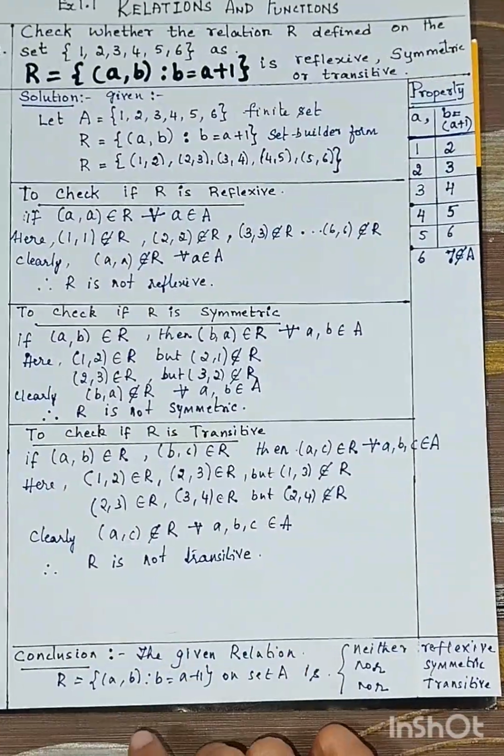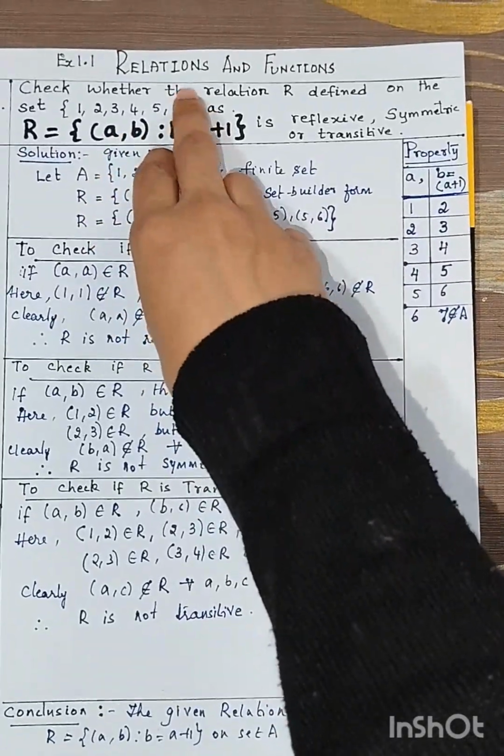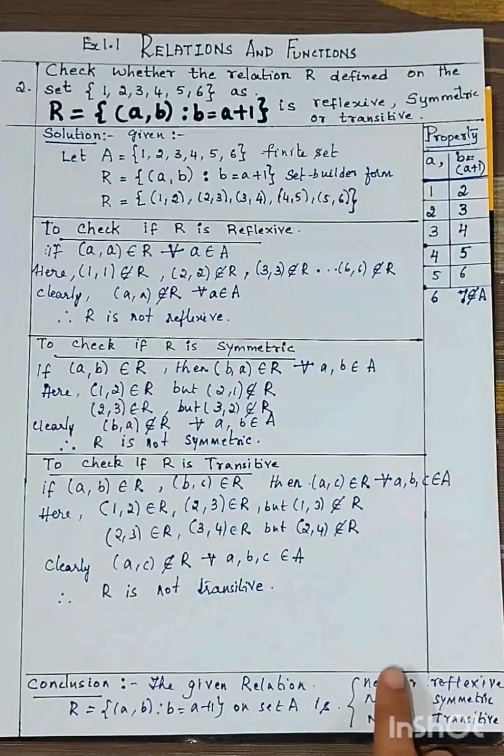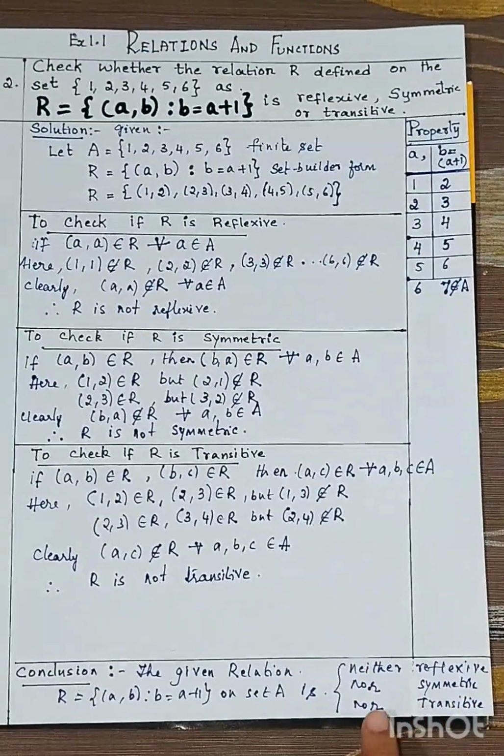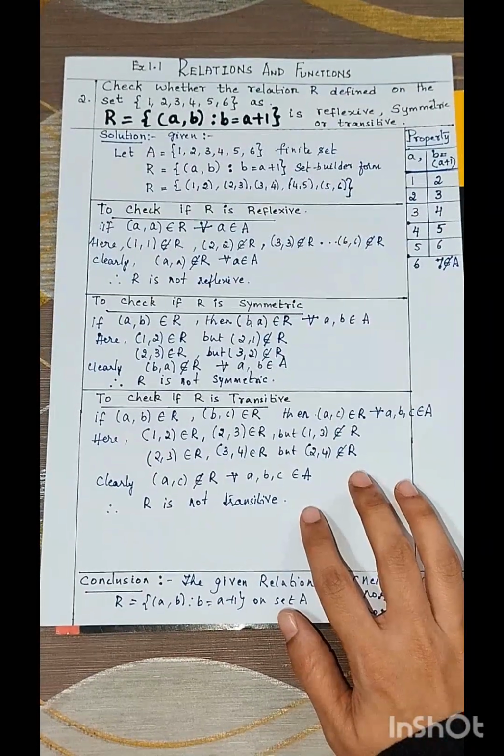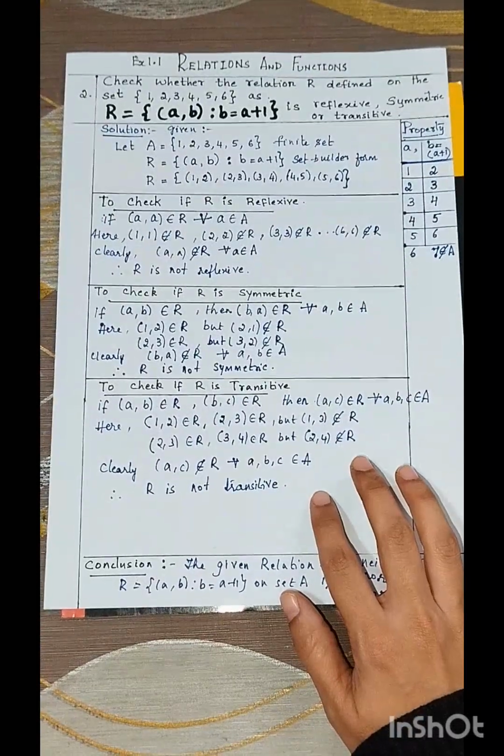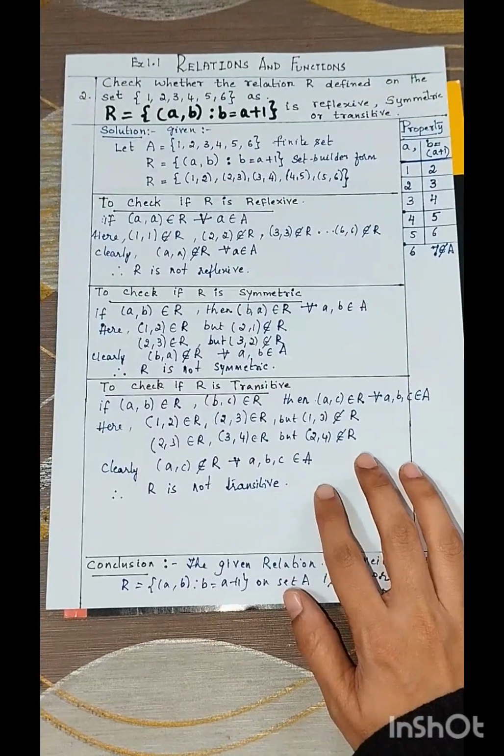Hence, we can conclude that the given relation R defined on the set A is neither reflexive, nor symmetric, nor transitive. If you want more clarity on transitive relation, you can watch the second video in the playlist of relations and functions.